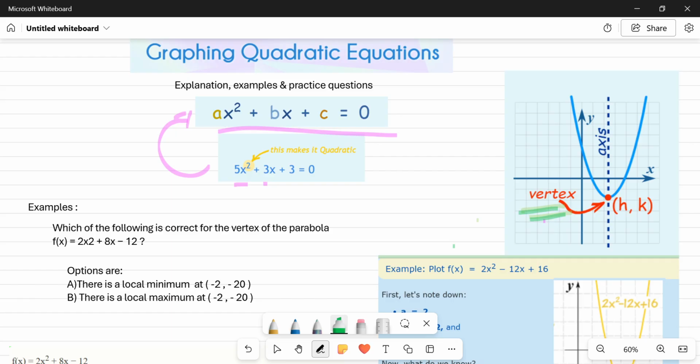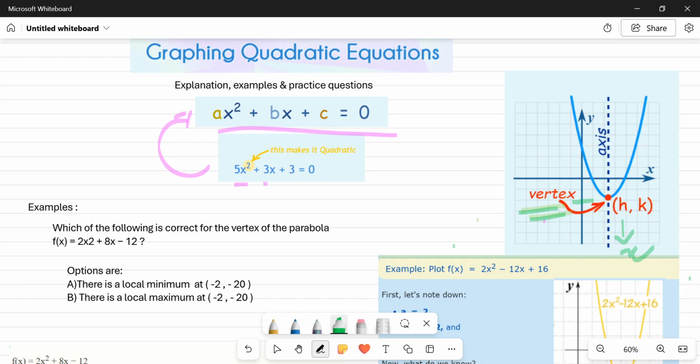So what is h here? h is the x value. You can say this is the midpoint of the parabola, or the line of symmetry passes through this h, the x value. And what is k? k is the y value. This part is k, how far the value of y is from this midpoint. So this is called k.